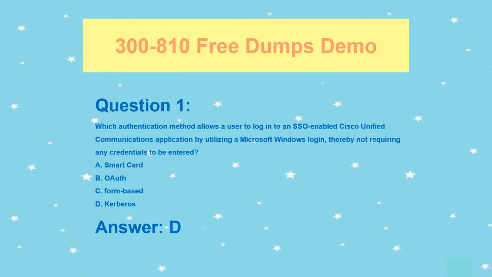Question 1. Which authentication method allows a user to log into an SSO-enabled Cisco Unified Communications application by utilizing a Microsoft Windows login, thereby not requiring any credentials to be entered? A. Smart card. B. OAuth. C. Form-based. D. Kerberos. Answer: D.